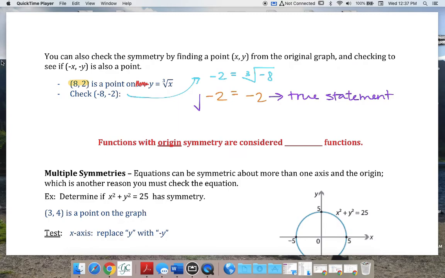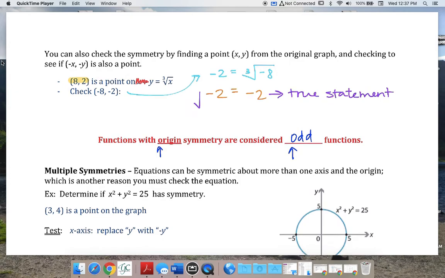Now functions with origin symmetry, I should say, are what we call odd functions. And just a way to remember this, origin starts with O, odd starts with O, so those are the two that go together. Origin symmetry is an odd function. And then just to review, we said y-axis symmetry were even functions, and then x-axis means they are not functions, so they are neither even nor odd.